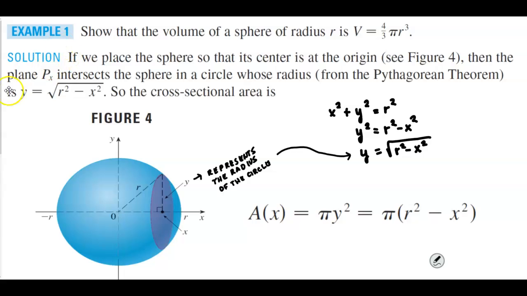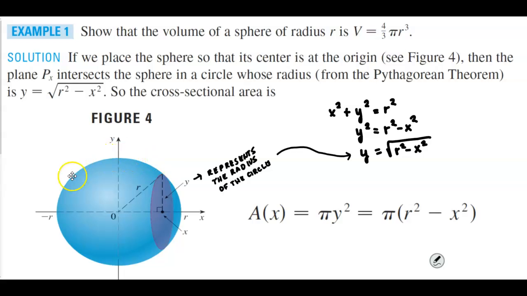Okay, for example number 1, we're going to show that the volume of a sphere of radius r is V, which is equal to 4/3 times pi r cubed. Now, if we place the sphere so that its center is at the origin here in figure 4, then the plane P subscript x intersects the sphere in a circle whose radius, from the Pythagorean theorem, is y equal to the square root of r squared minus x squared.